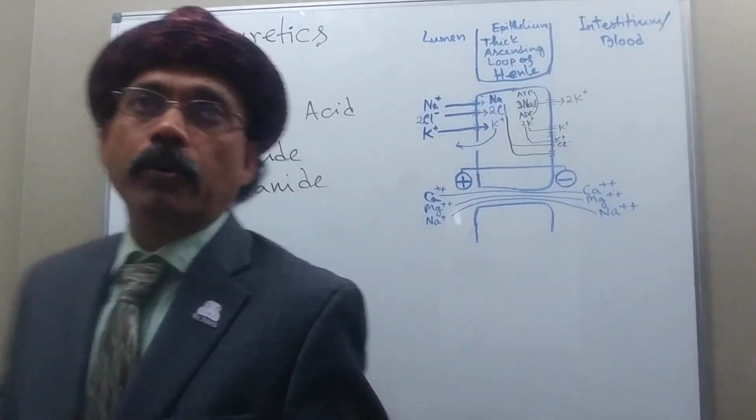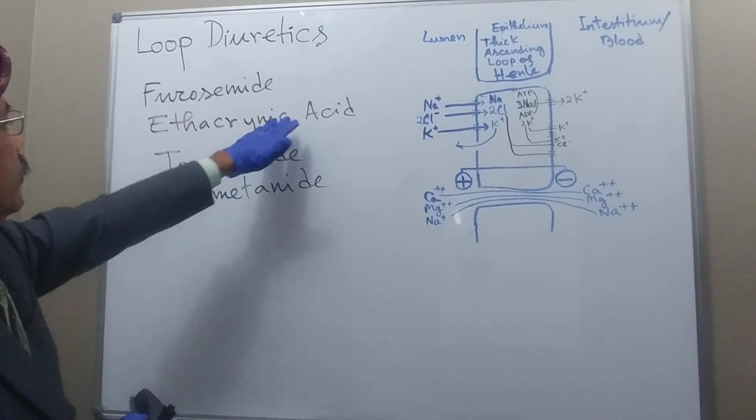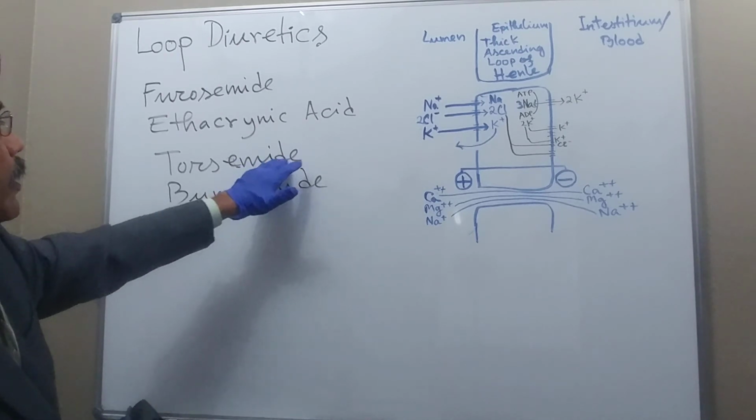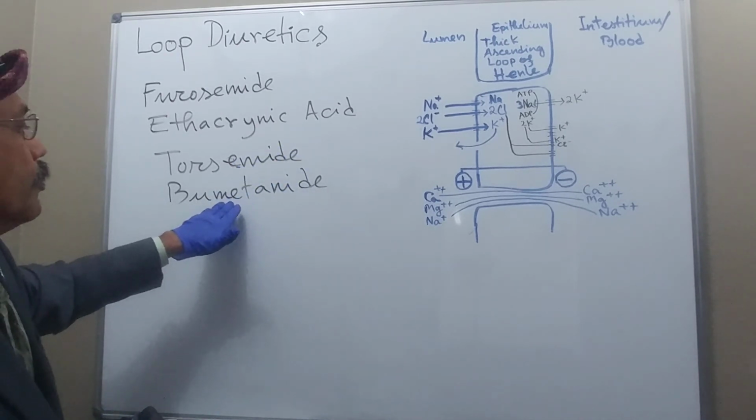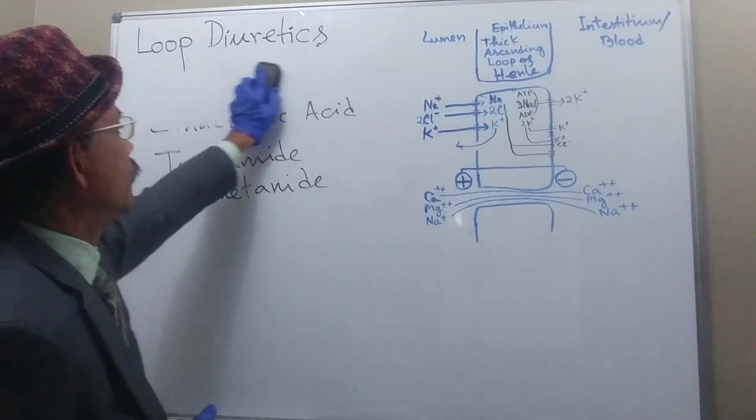Okay, we got that. All of them are with DE. This is acid. This is MIDE. This is bumetanide. Okay, we got the loop diuretics.